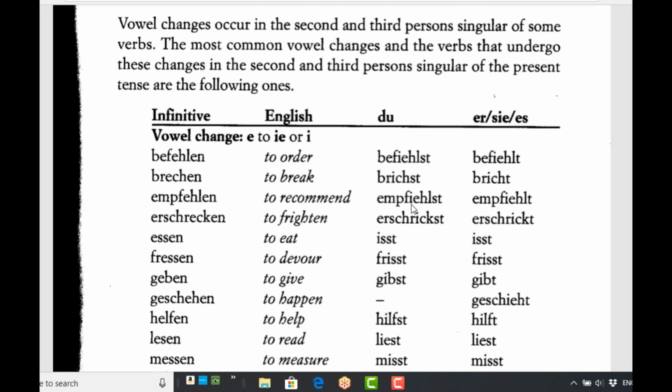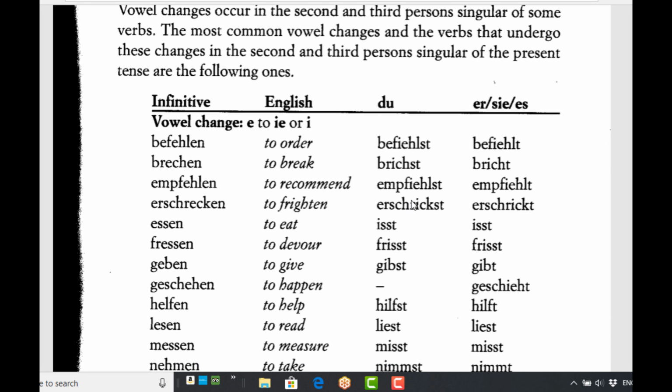Here are some examples of verbs. These are all strong verbs. They all have a vowel change moving into the past, which we haven't seen yet. So brechen, for example, would be brechen, brach, gebrochen. But in the present tense, ich breche, du brichst, er bricht, and then wir brechen. It goes back to that.